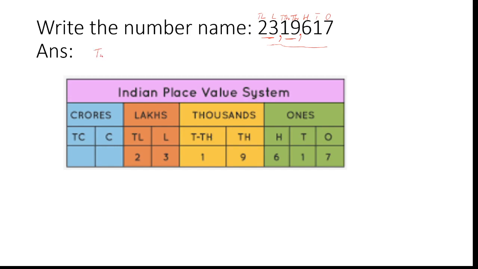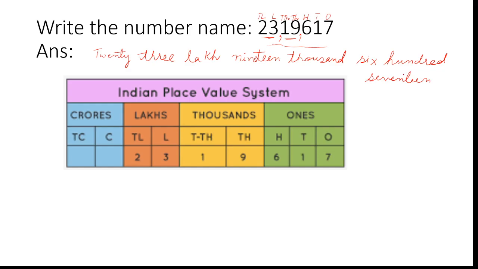The answer will be 23 lakh 19 thousand 617. So in this way you have to write the number name. Okay, moving to the next page.